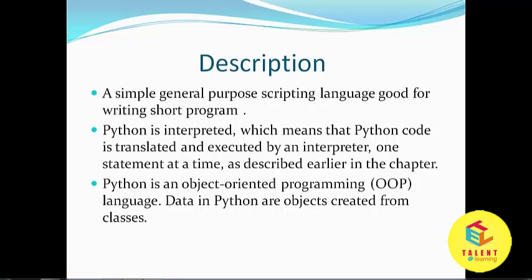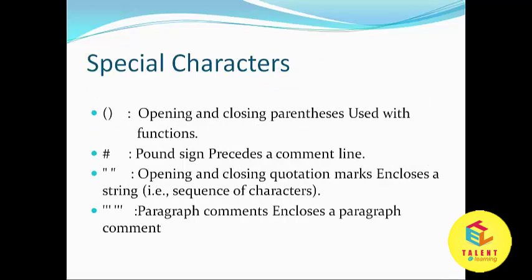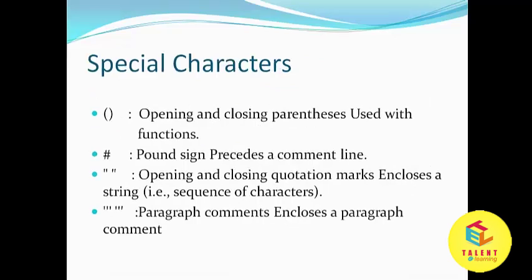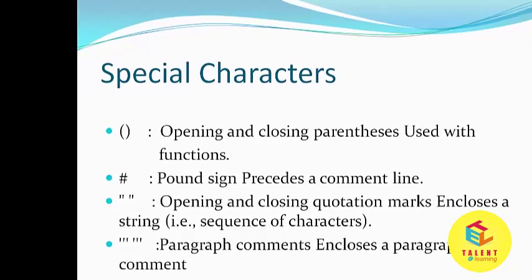Python is an object-oriented programming language. Data in Python are objects created from classes. There are many special characters. First one is opening and closing parentheses used with function. Then pound sign precedes a comment line. Opening and closing quotation marks enclose a string, and triple quotes enclose a paragraph comment.